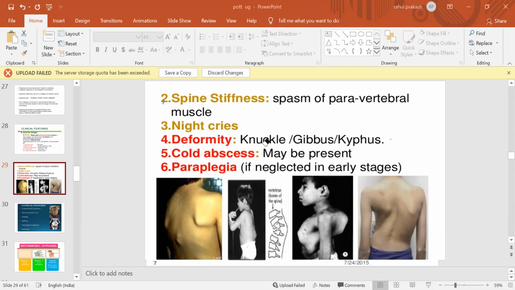Then there's formation of deformity: knuckle, gibbous, kyphos. These are three different words for the same characteristic, kyphosis. Cold abscess I already told. One is paraplegia, one is paraparesis. What do you mean by paraplegia, paraparesis?